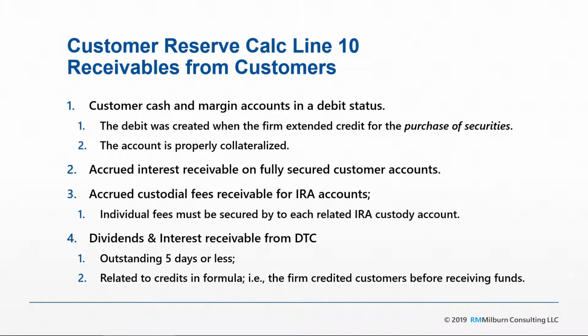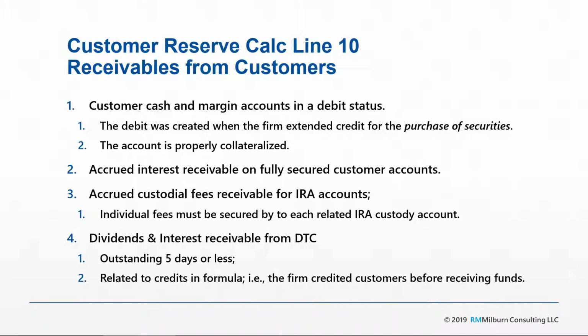Let's talk about the items that can be included on line 10, receivables from customers. First one is customer cash and margin accounts in a debit status. Be aware, though, that the debit has to have been created when the firm extended credit for the purchase of securities, and also that the account is properly collateralized.